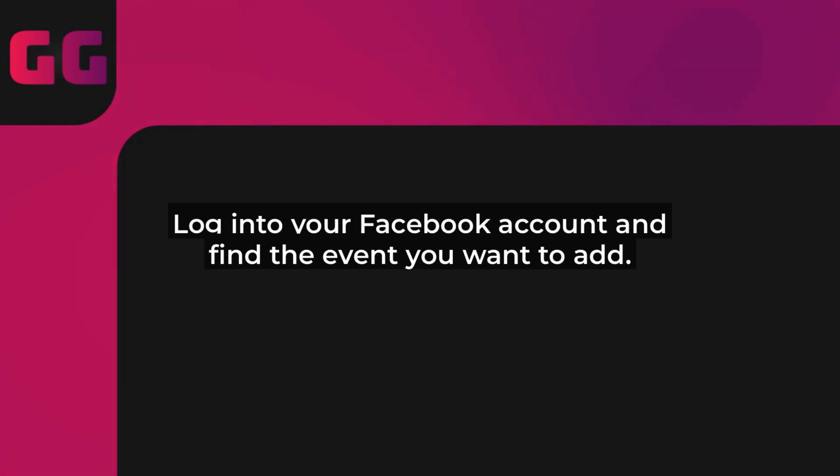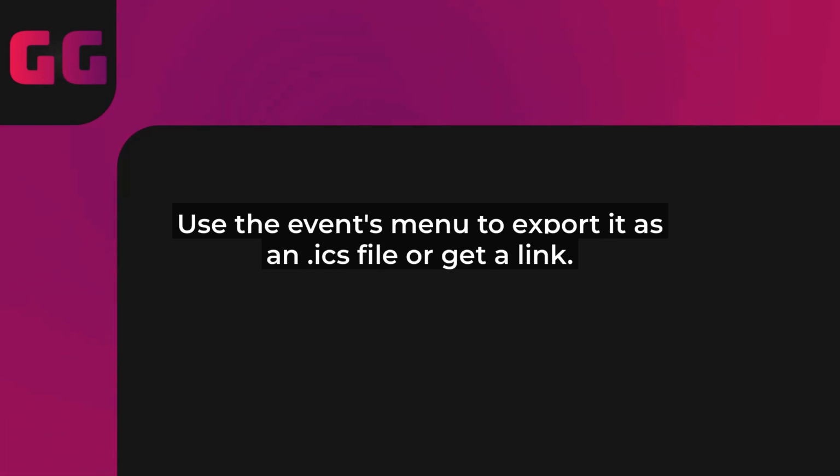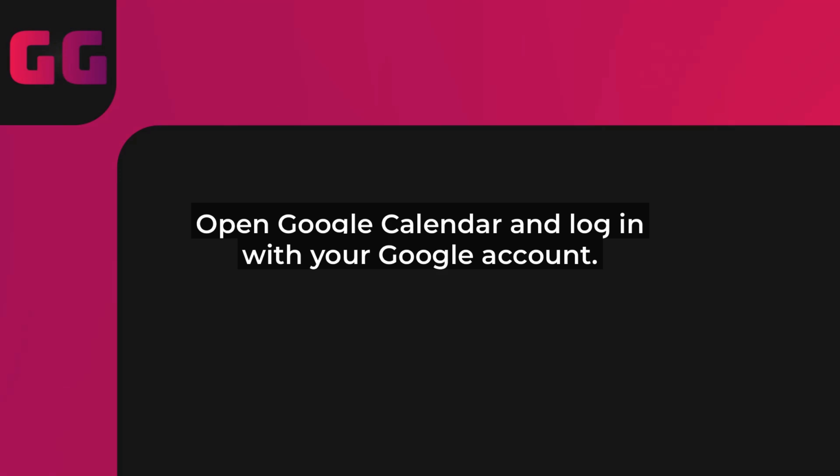First things first, make sure you're logged into your Facebook account. Head over to the event you want to add. Maybe it's a friend's birthday party or a webinar. Look for the three-dot menu on the event page. That's your gateway to exporting. Click on it and select Export Event or Add to Calendar. Facebook will usually give you an option to download an .x file or provide a link. Go ahead and choose that.